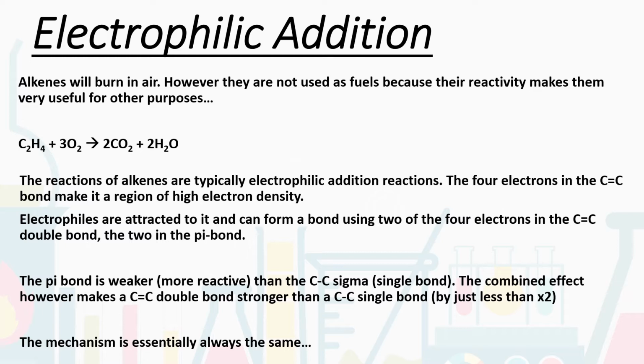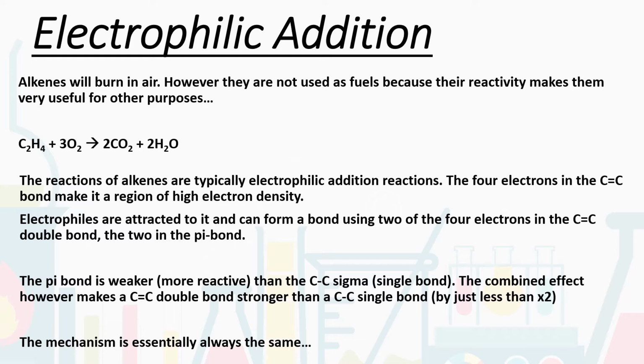And so electrophiles are attracted towards this high electron density, and a bond can be formed by using 2 of the 4 electrons in that carbon-carbon double bond, the 2 in the pi bond. Remember from the last video in this series that the pi component of the bond was weaker than the sigma component, and so it's the pi bond that breaks. And as I said before, while the pi bond is technically less strong than the sigma bond, the combined effect means that a C=C double bond in an alkene is stronger than a single bond in alkanes, but by just less than twice the amount.